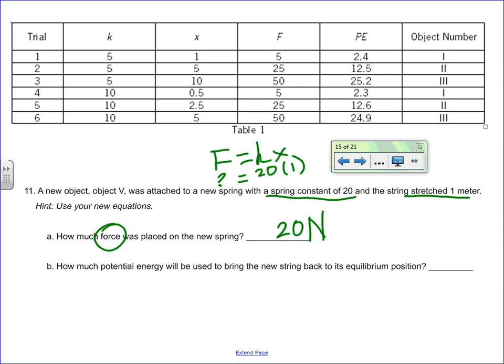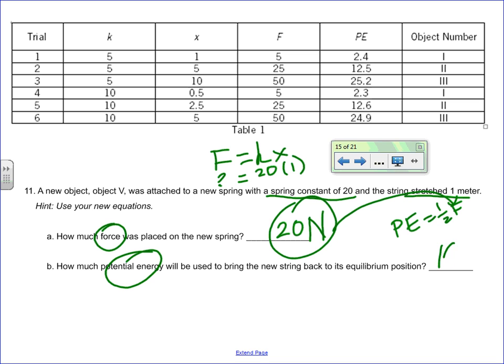Okay, let's go to the next one. How much potential energy will be used to bring the spring back to its original position? We're looking for a what? Potential energy. We know that potential energy is equal to what? PE is equal to 1/2 F. Now what is our force? 20, we already found it. Plug that in for F. We get 10 joules.